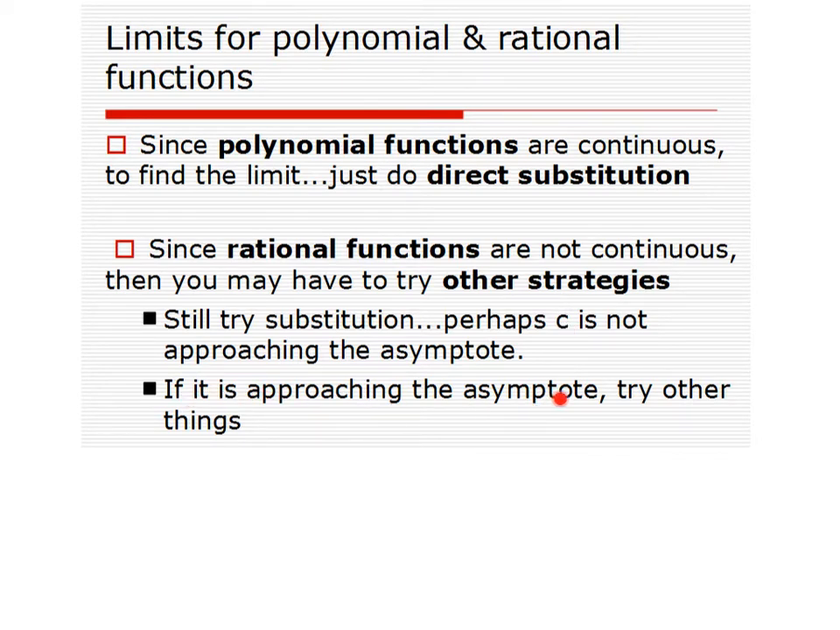If it is approaching the asymptote, we've got some other things we're going to try today instead of just bailing and going. I mean, you can still always do the table. You can do the graph. You could still have that option. It may be a no limit exists. It may be fancier than that. Who knows? Let's try some.